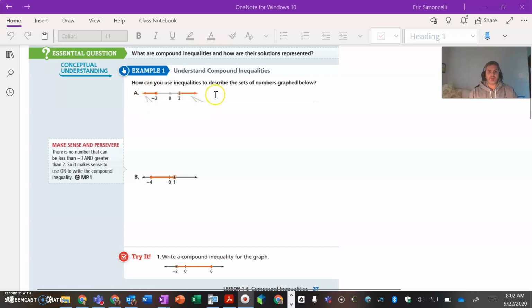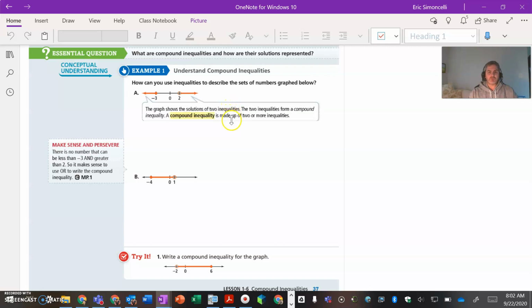So on the number line you see here we've got a closed circle at -3 and to the left of which we're seeing kind of graphed, and then an open circle at 2, and then to the right of that you see points graphed, and really solutions we can say, same thing. So the graph shows the solutions of two inequalities. Two inequalities form what we call a compound inequality. A compound inequality is made up of two or more inequalities.